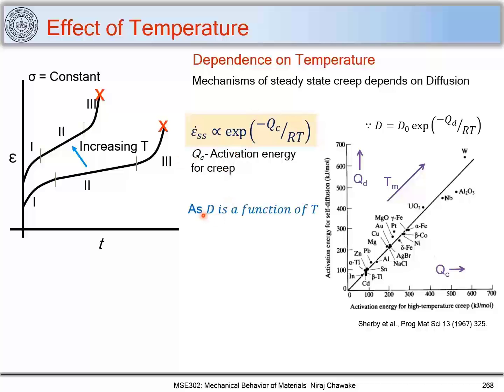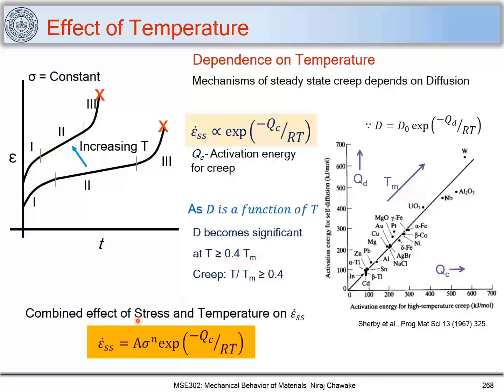So you can see that as D is a function of T, and D becomes significant at temperatures greater than 0.4 Tm, that is why the homologous temperature of 0.4 becomes important. That is why creep deformation becomes important when the operating temperature is more than or equal to 0.4 Tm. Now we can write the combined effect of stress and temperature on steady state creep as A sigma to the power n exponential of minus QC upon RT.